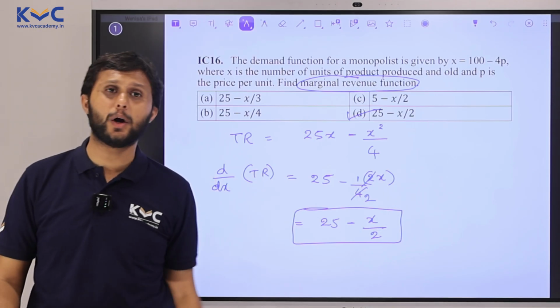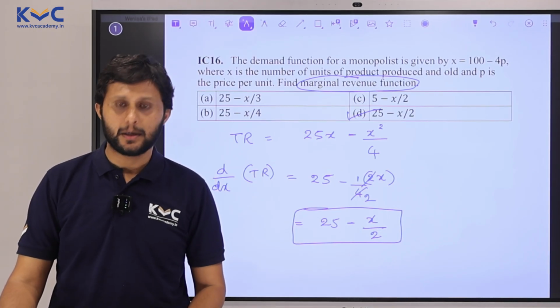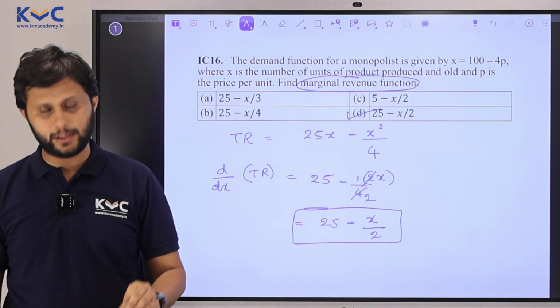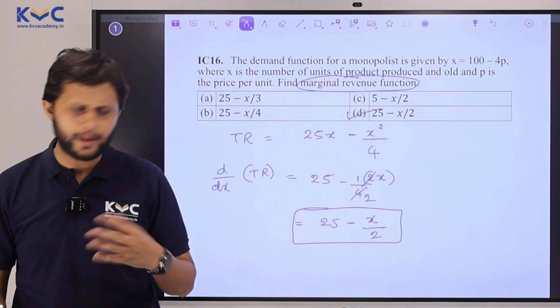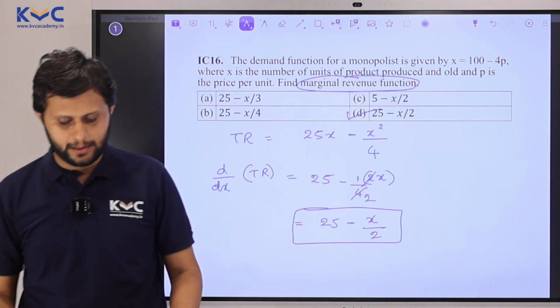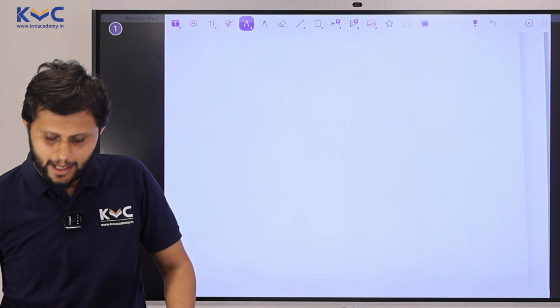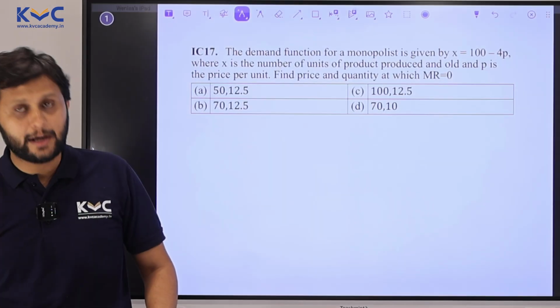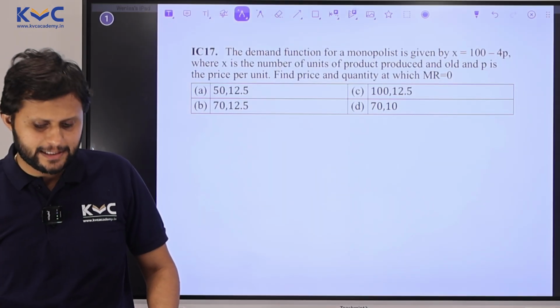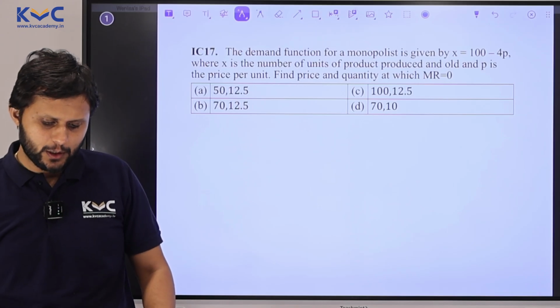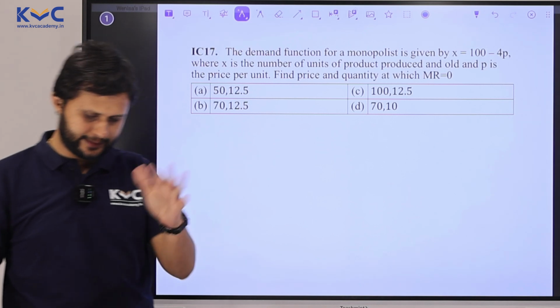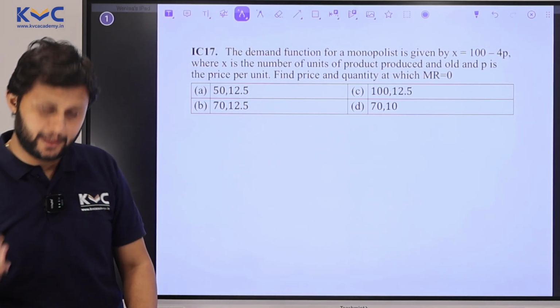So the same question, we got revenue function, we got average revenue function, we also got marginal revenue function. Fine, I hope you are getting comfortable now. 16 questions are done. We'll move further. Question number 17. The demand function for monopolist is given by x is equal to 100 minus 4p. So we're talking about the same question again. Yes, same question like the previous one.